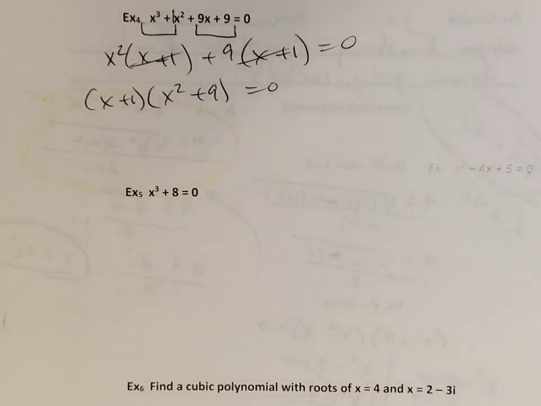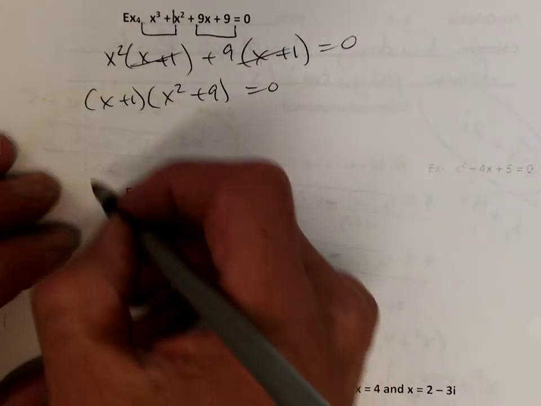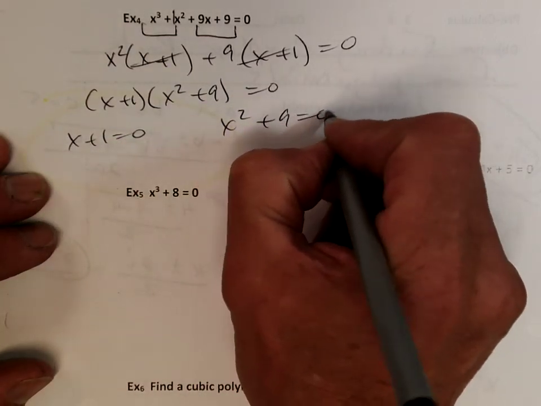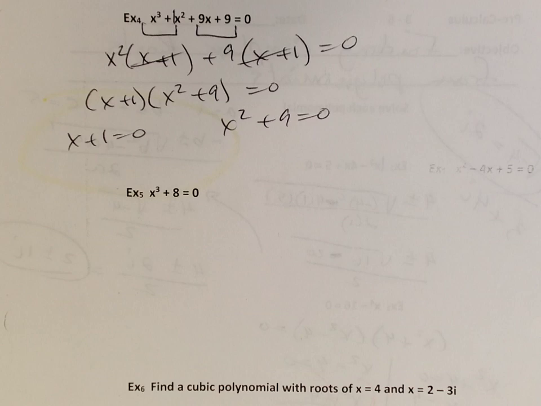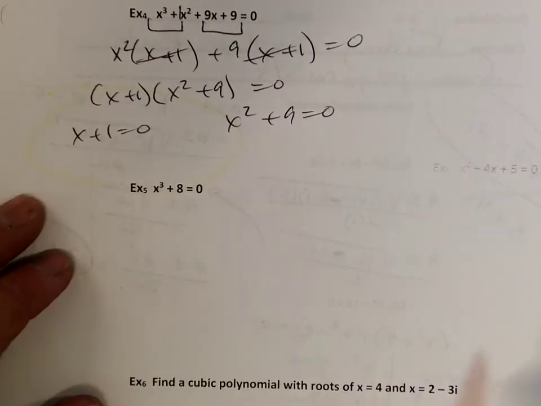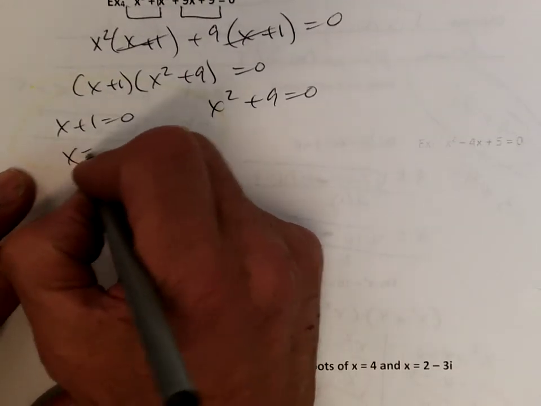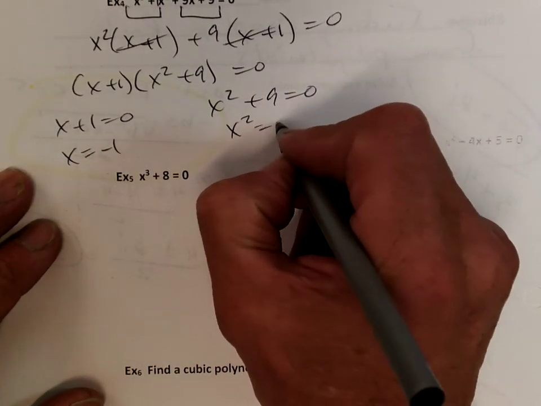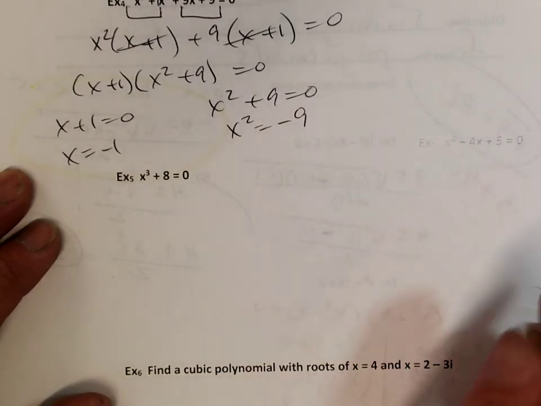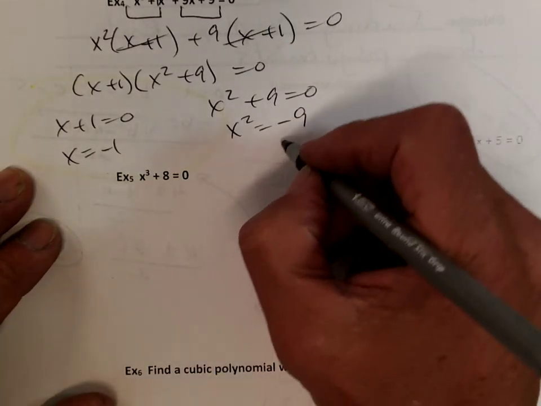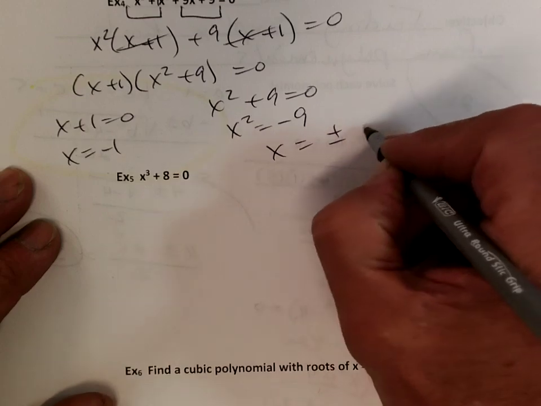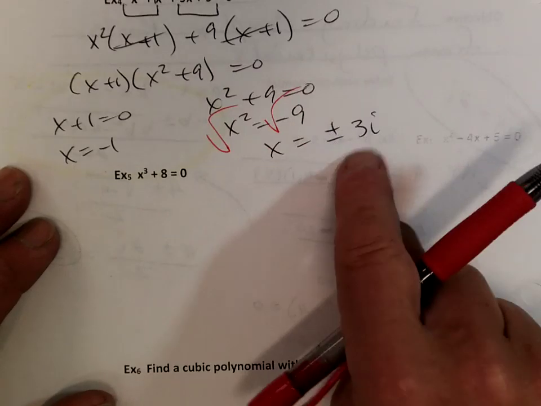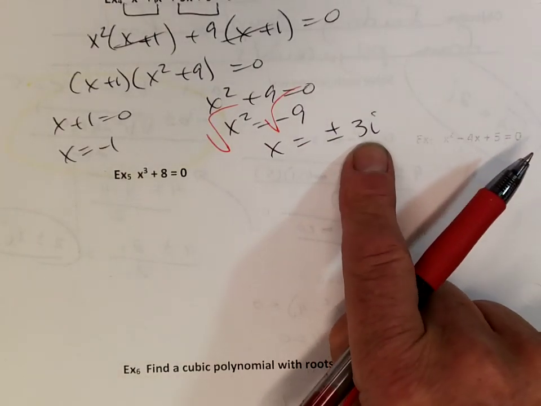Okay, mini equations. So I can set up an x plus 1 equals 0 and an x squared plus 9 equals 0, right? And then I would have an x equals -1, and I'd have an x squared equals -9. I'm going to have x equals plus or minus 3i, because I'm taking the square root, right? You okay with 3i? Did I go too fast on that? No, you did wonderful. Good.